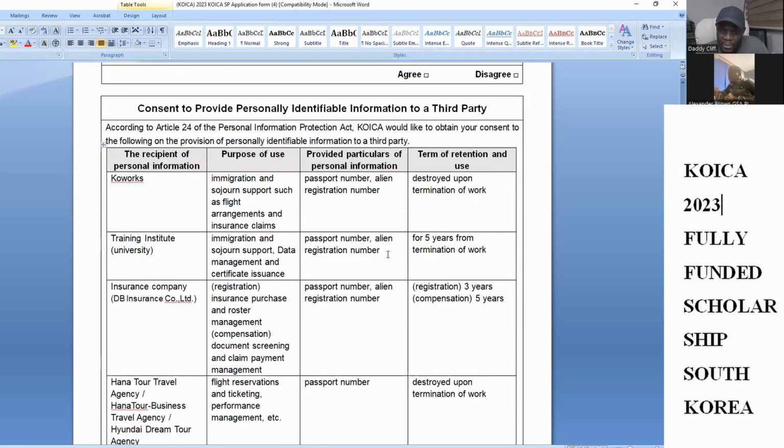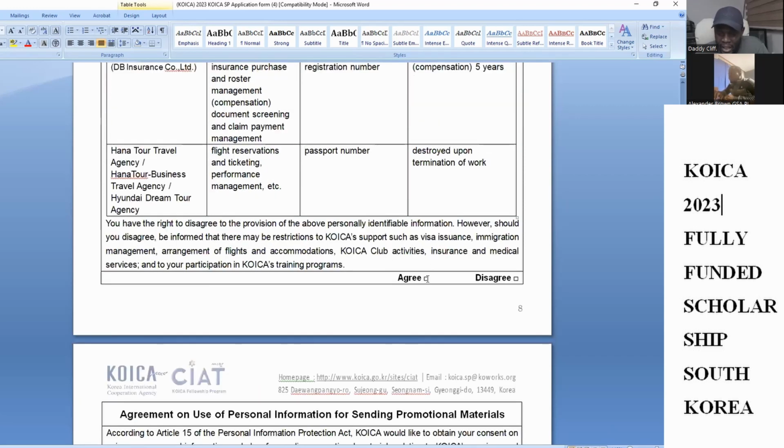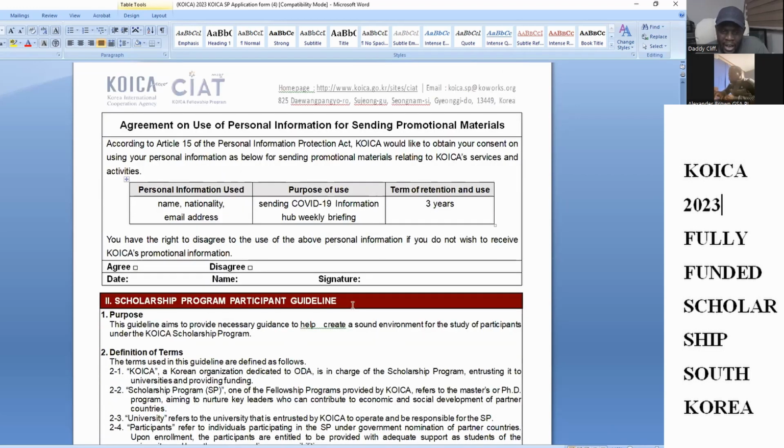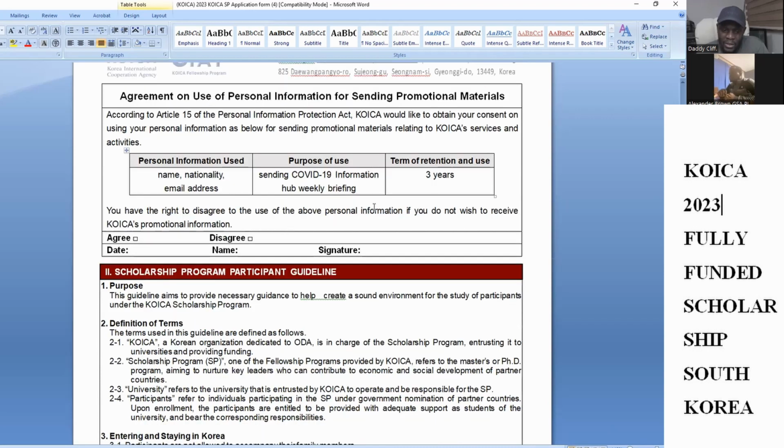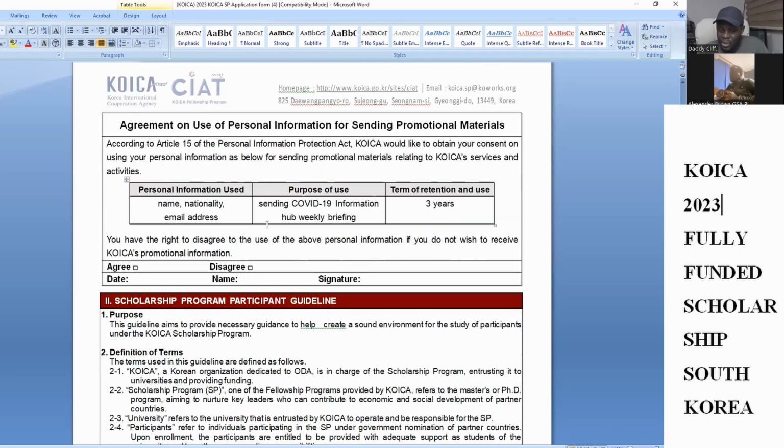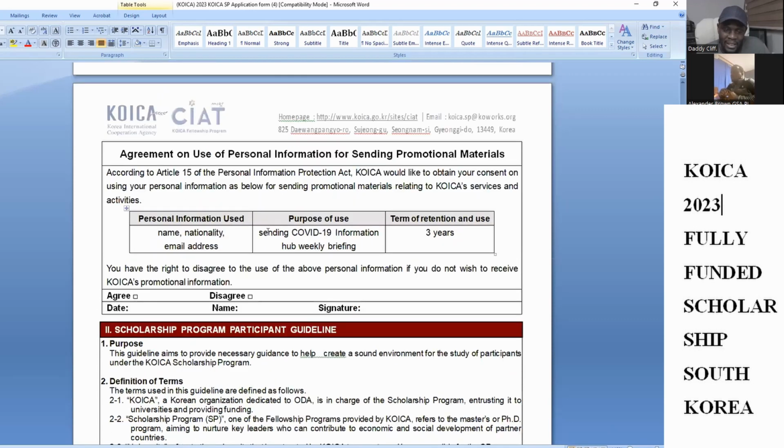This one, consent to provide personal identification information to a third party. Just simply select agree and move on. Next, agreement on use of personal information for sending promotional materials. They say you have the right to disagree to the use of the above personal information if you do not wish to receive KOICA promotional information. For this one also, you can disagree here. There's no problem. But I would say just agree.